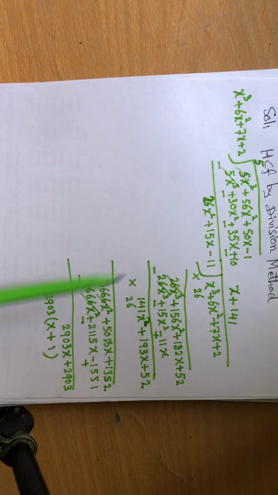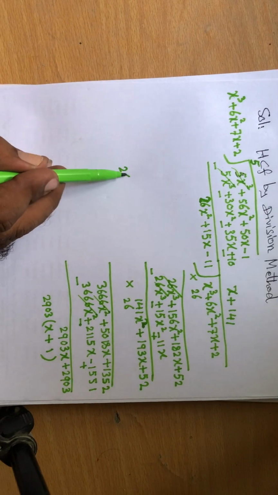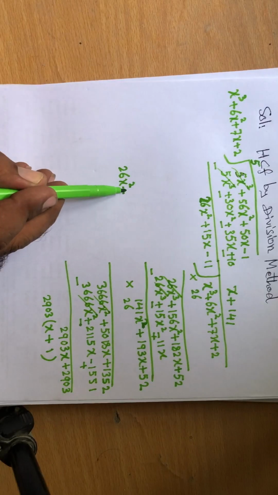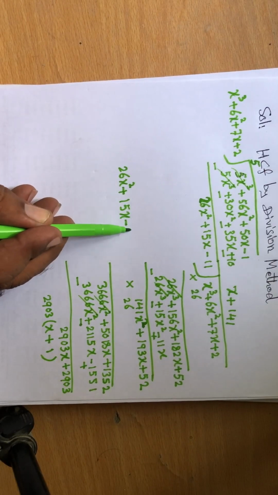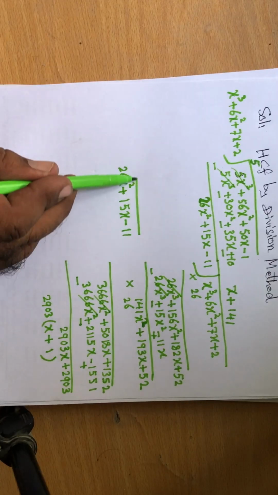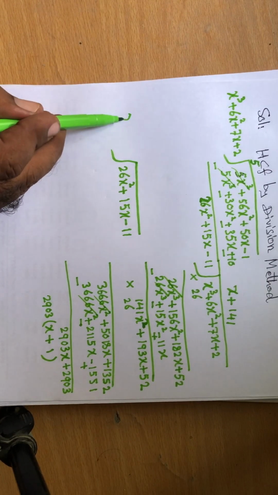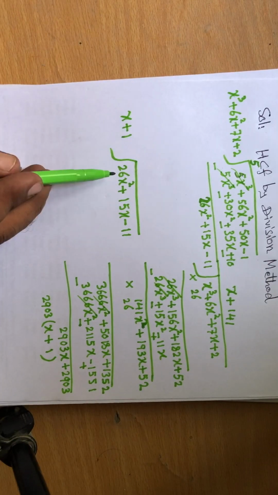After that we take that divisor, 26x square plus 15x minus 11, as the dividend, and we write it to make it the next dividend. And this is the rule: since we do not get zero remainder, we keep going. x plus 1 right now is our remainder. This will be our next divisor.